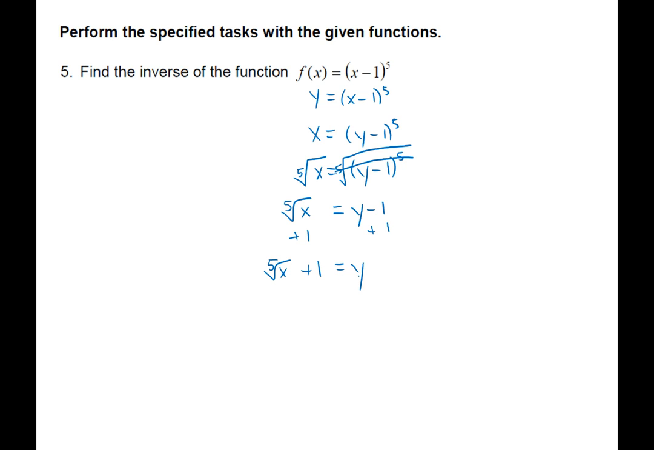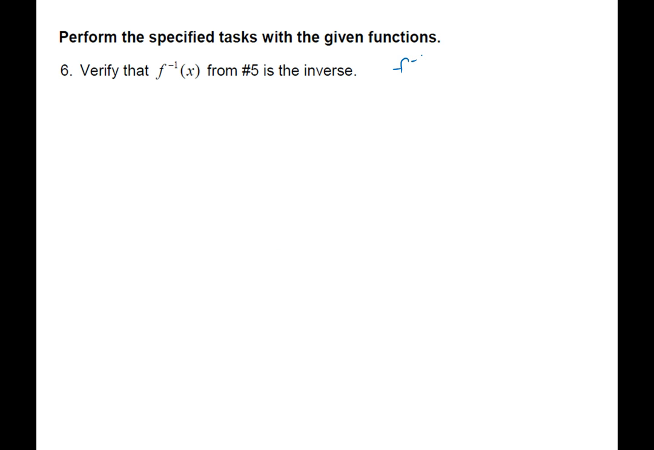I'm just going to change my notation. Instead of y, I'm going to write f inverse. A little nicer than that. Great, so f inverse of x. And since y was equal to all this stuff right here, that's what I'm going to put right over there. So I'm going to say the fifth root of x plus 1. So there's my inverse function. And then I'm going to copy that right over here. That was f inverse of x equals the fifth root of x plus 1.